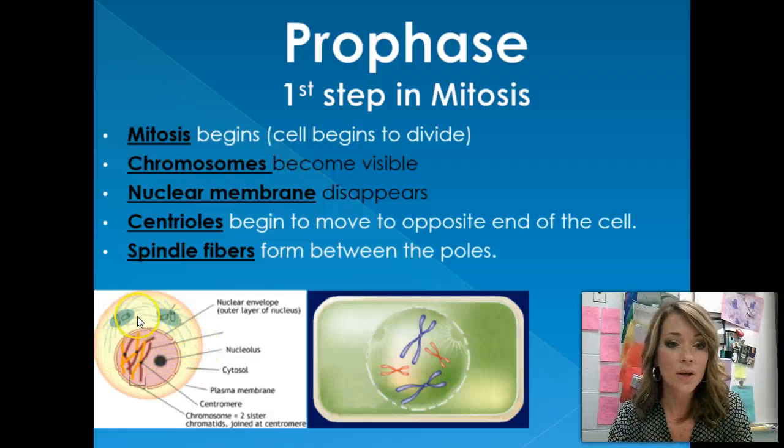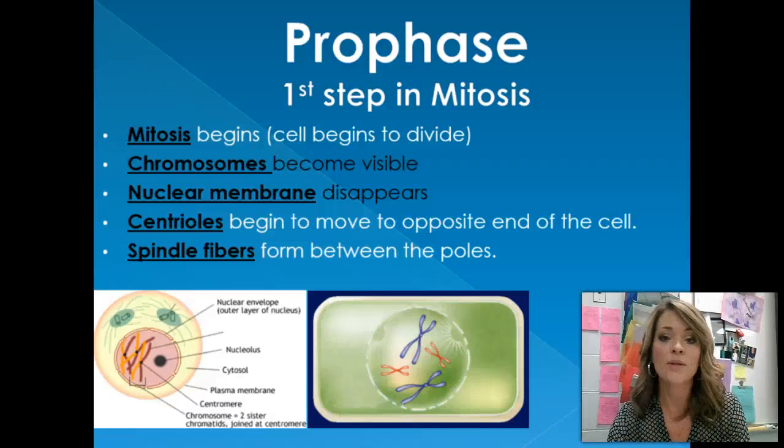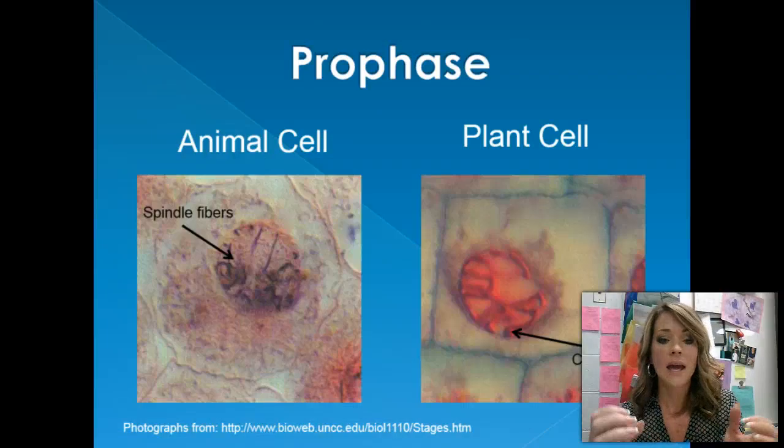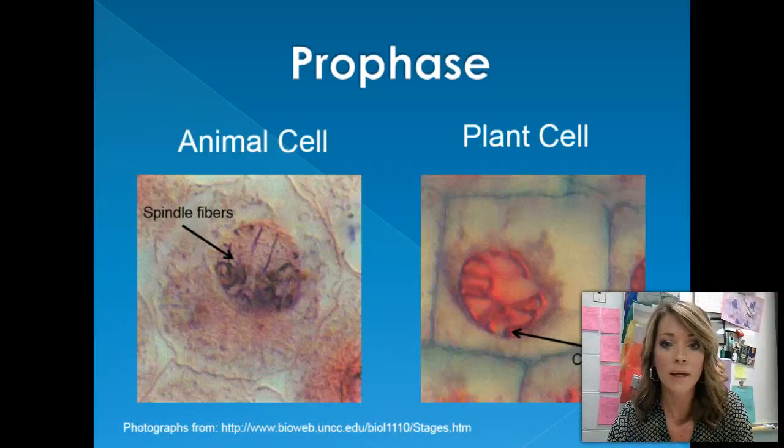Spindle fibers are going to start coming out from them. You can kind of see the little fibers right here on this diagram, and those are going to attach to the chromosomes to help move them around the cell. Here's a picture of what an animal cell and a plant cell look like during prophase. You can see chromosomes are starting to condense and form, spindle fibers are forming, and the centrioles are going to move to the opposite ends of the cell.